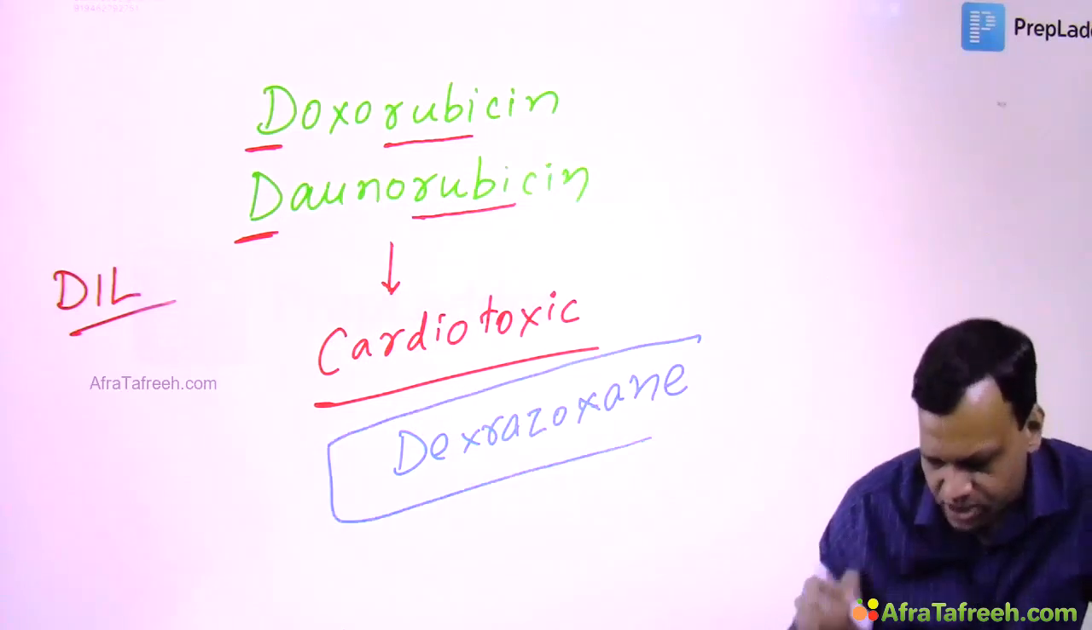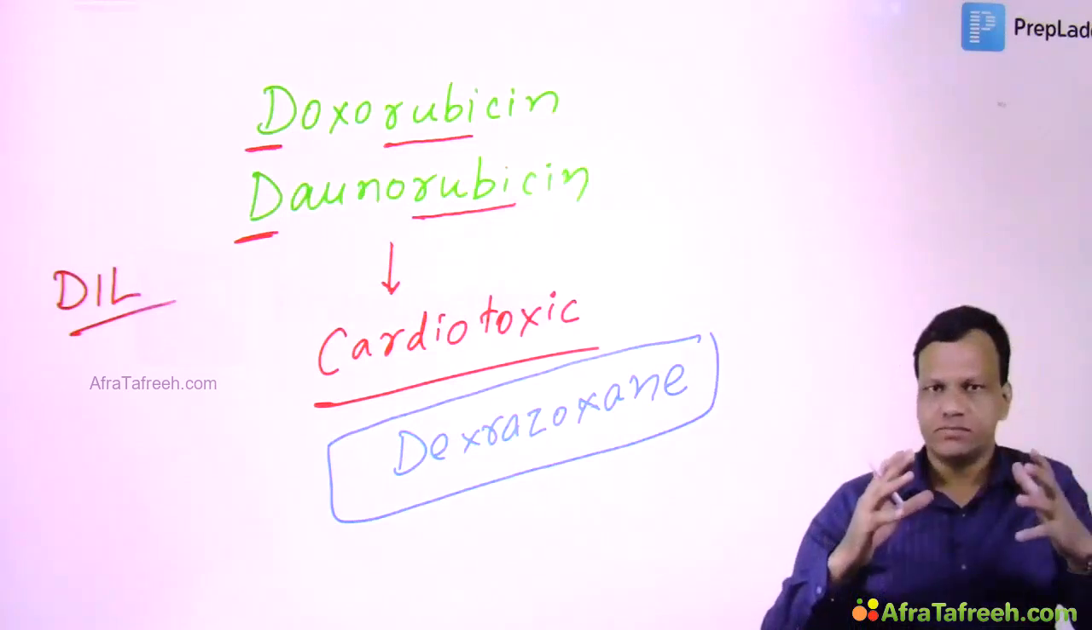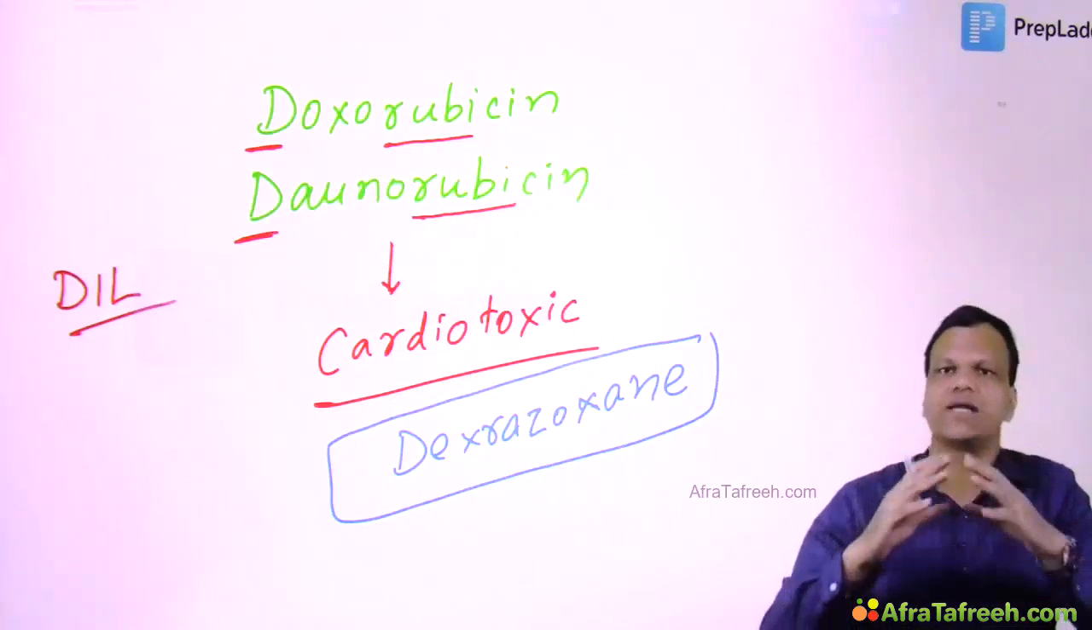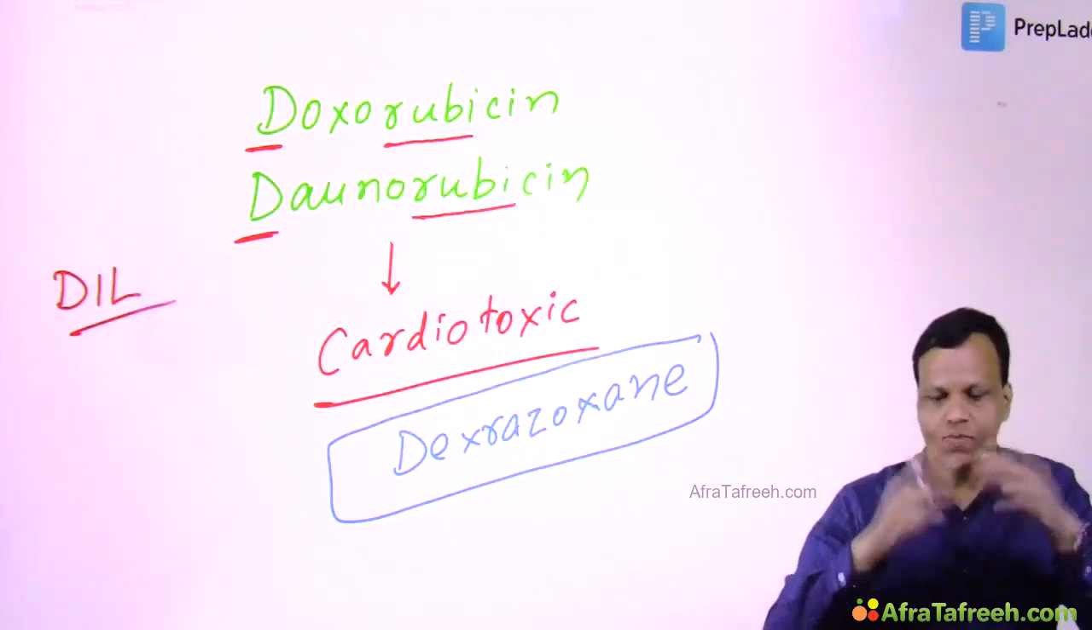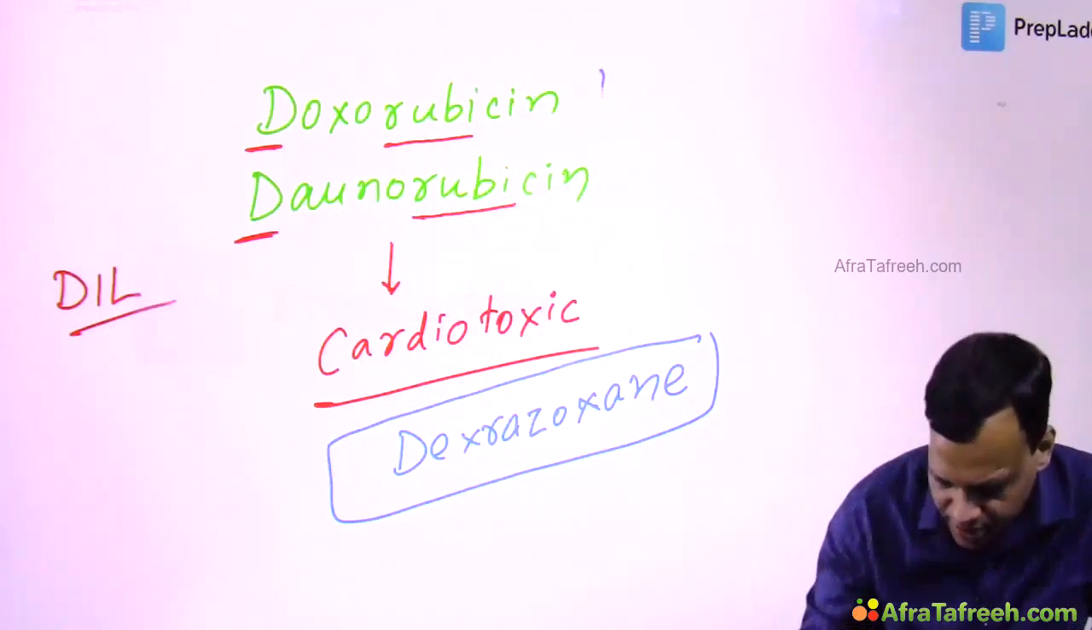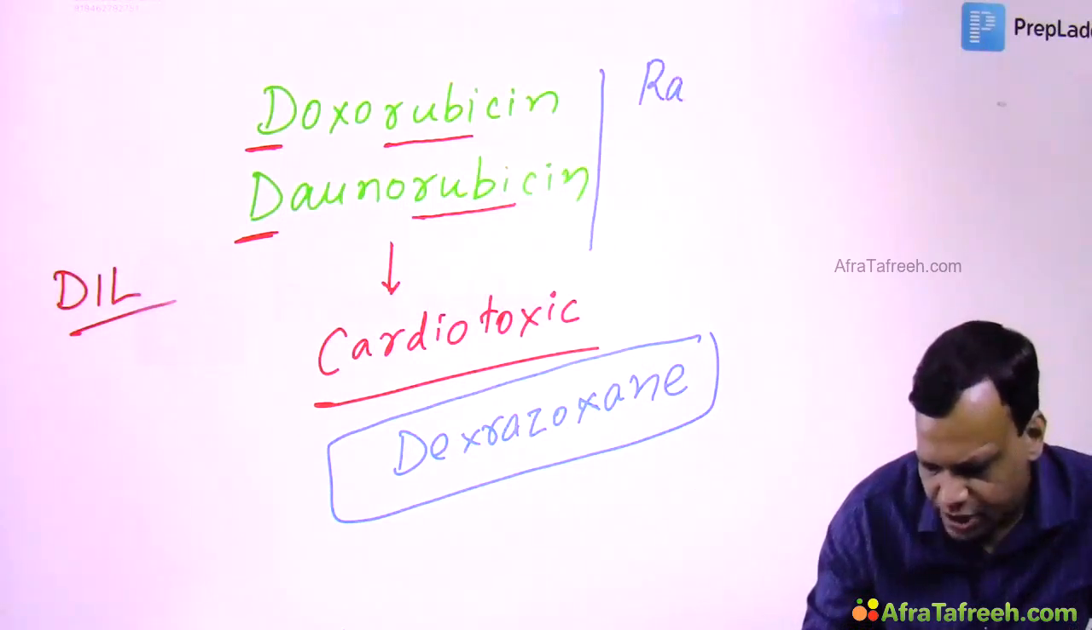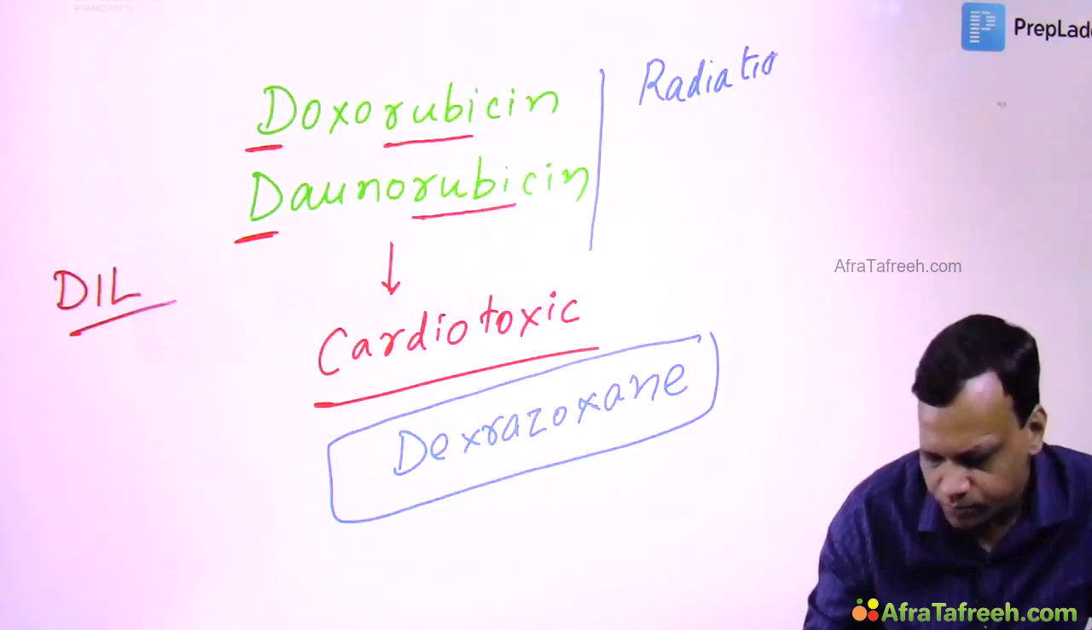So dexrazoxane is a free radical scavenger. It can be used to prevent the cardiotoxicity due to doxorubicin or daunorubicin. Another important point regarding these drugs is they can cause radiation recall syndrome.